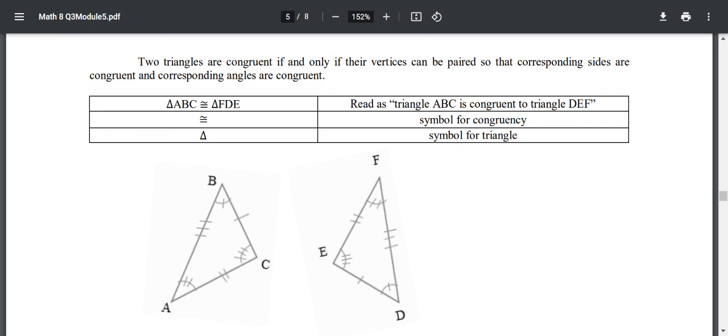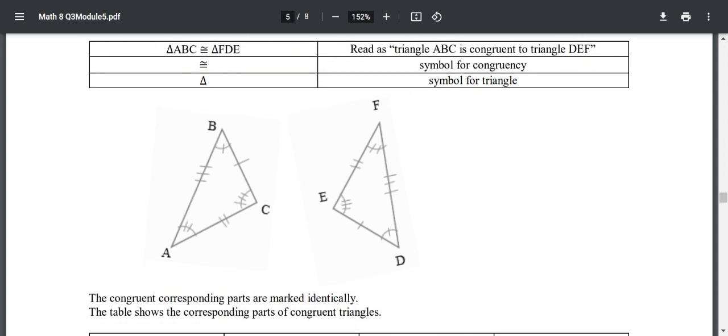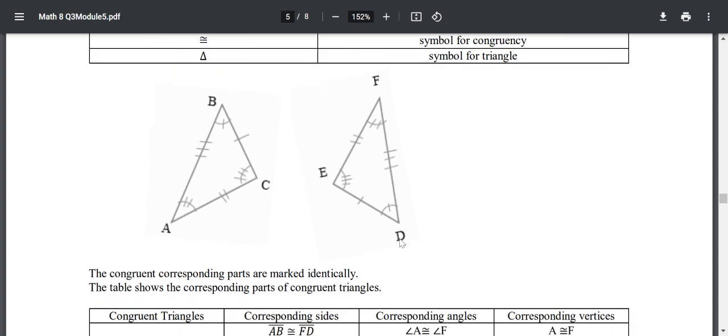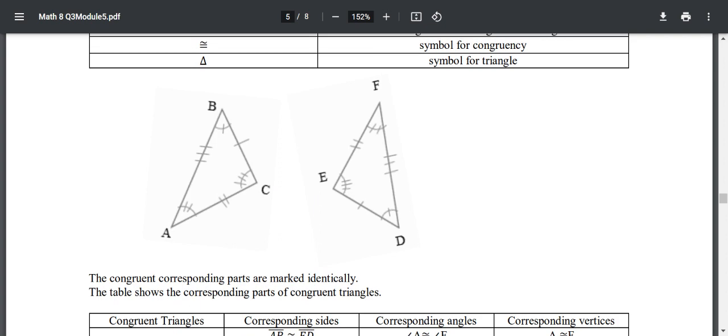Triangle ABC is congruent to triangle FDE. Here is the symbol for congruency, and this is the symbol for triangle. For example, triangle ABC and triangle EFD. So how do we show that the corresponding parts are congruent? By using markings. First, this side BC has one mark. Then in triangle EFD, the one mark is on side ED.